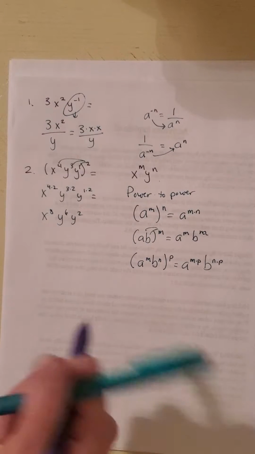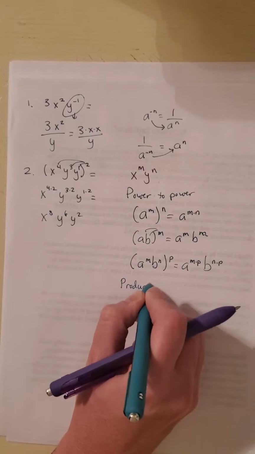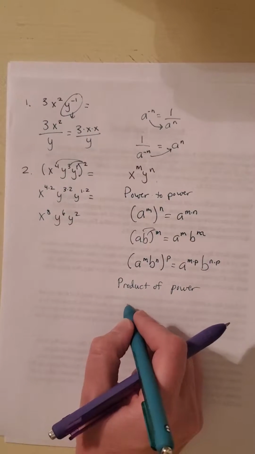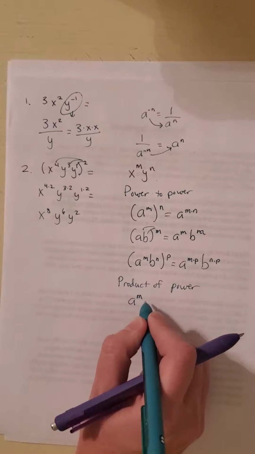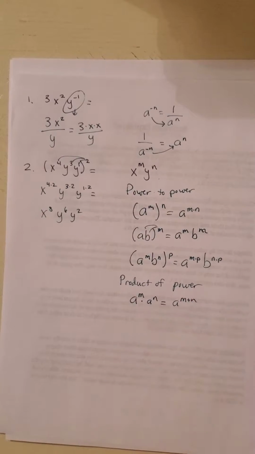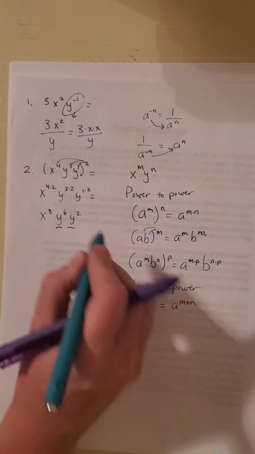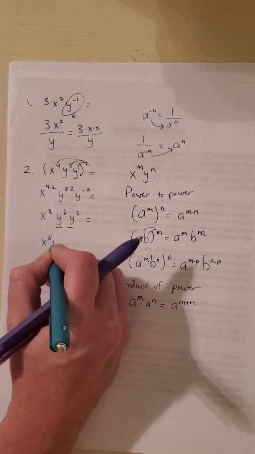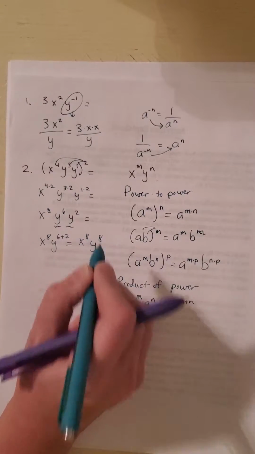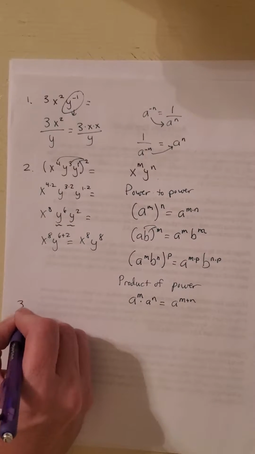All right, the other rule that I'll be using is called the product of a power rule. And that says that if you have two bases that are the same, like a to the m times a to the n, that you're going to add the exponents, a to the m plus n. And so I'll add these exponents on my same bases, which is x to the 8th, y to the 6 plus 2, which is x to the 8th, y to the 8th. All right, so the next one, number 3.